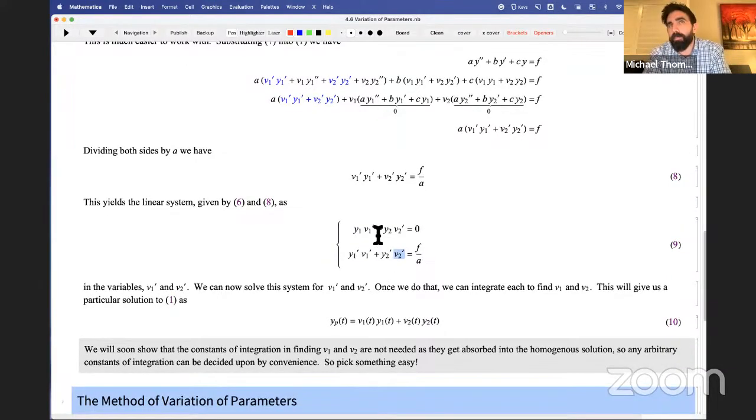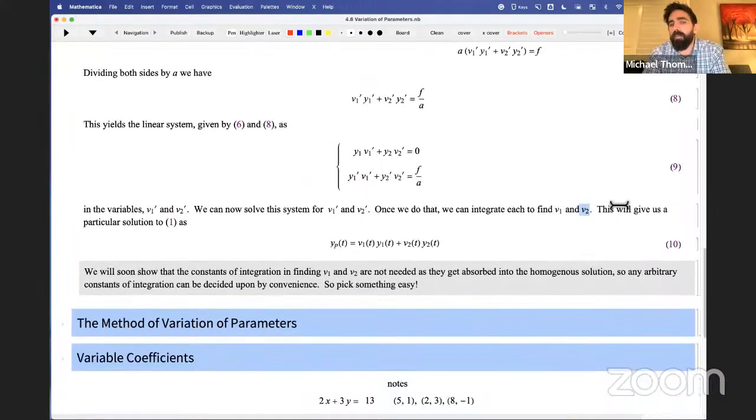So here's what we're going to do. We've got two variables and two equations. Here are the two variables. It's weird that your variables are derivatives, but it still works. We're going to solve for v1 prime and v2 prime. Once we solve for those, we can integrate each of them by direct integration to solve for v1 and v2. Once we solve for v1 and v2, we know the form, so we simply plug in the v1 there and the v2 there, and this will be a particular solution to the original differential equation. We don't really have to worry about constants here because constants are going to get absorbed. I'll show you that when it happens.